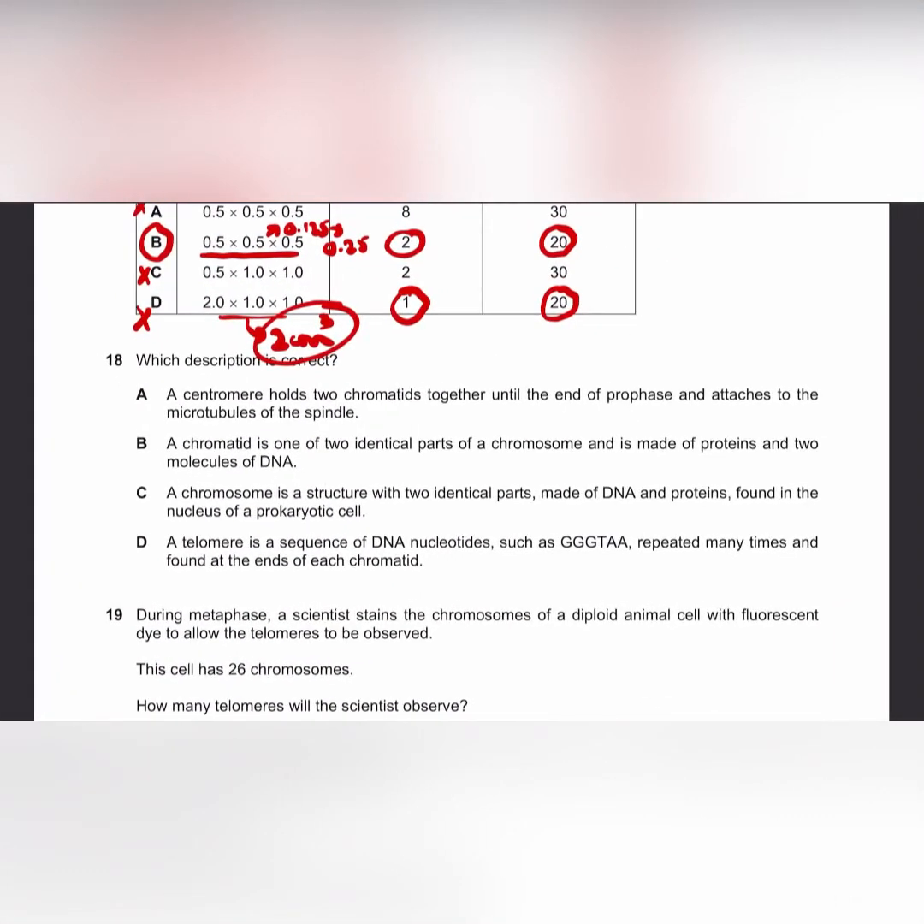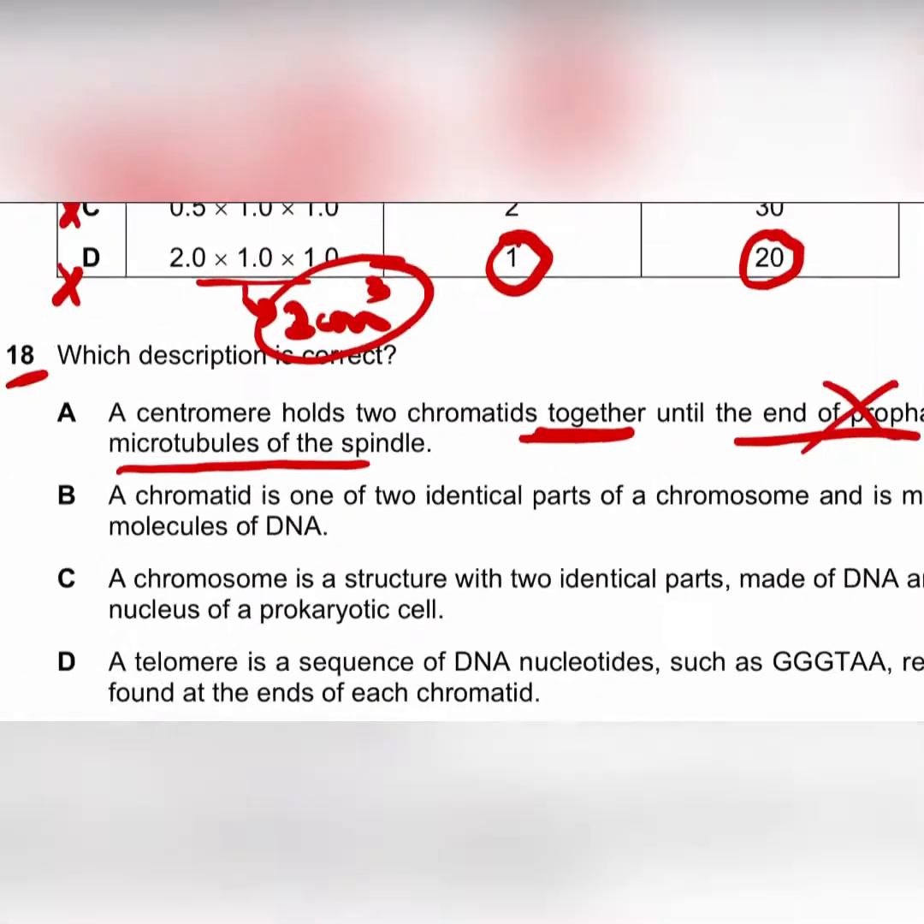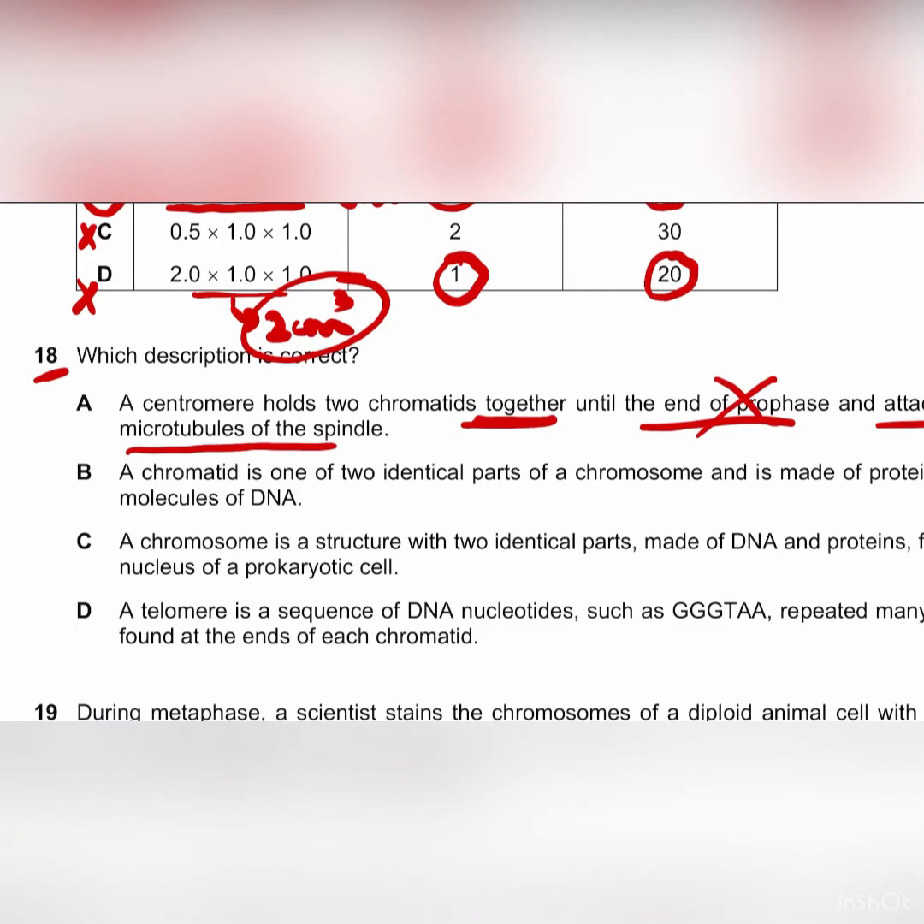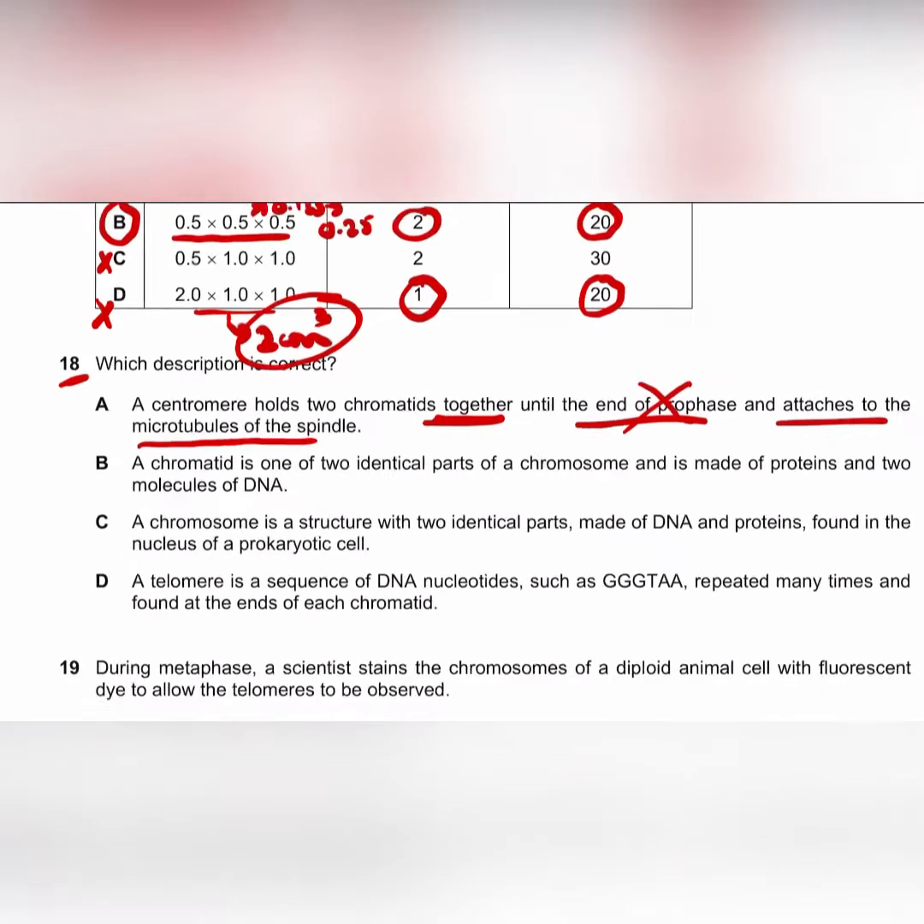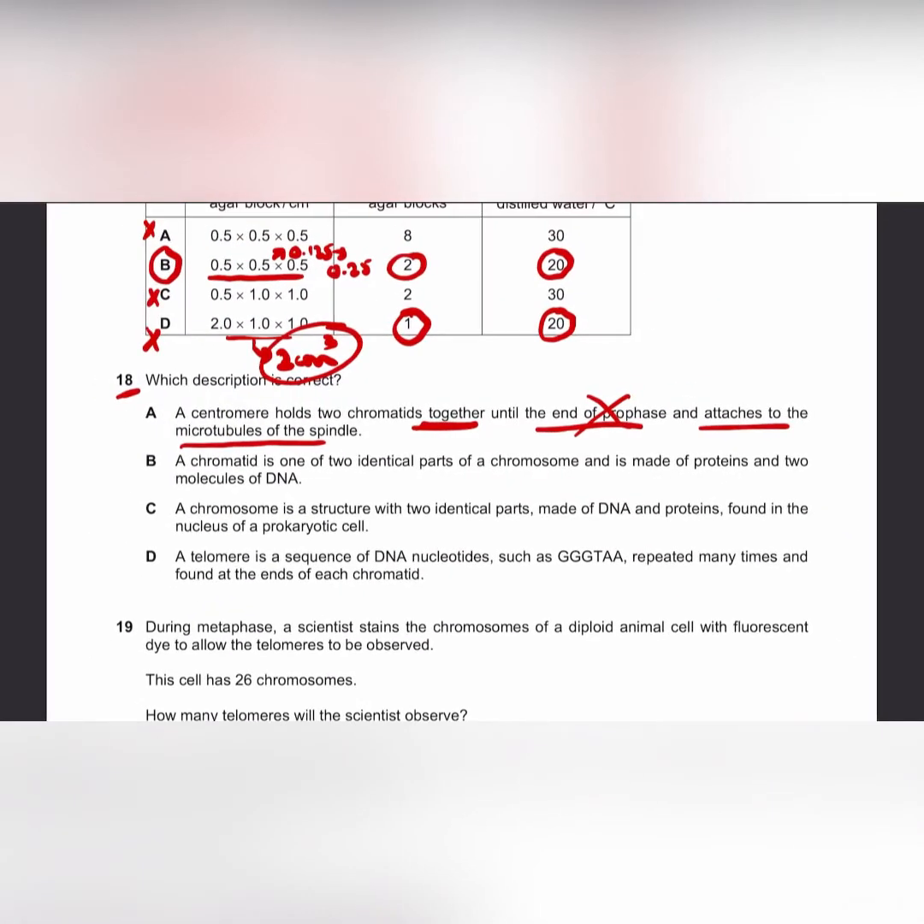Okay, let's move on to MCQ number 18, which description is correct. A centromere holds 2 chromatids together until the end of the prophase and attaches to the microtubules of the spindle. The centromere holds the 2 chromatids together. This is true. A centromere always holds the 2 chromatids together, but not until the end of the prophase. Until the end of the metaphase. Why? Because when the anaphase begins, the centromere splits, and at this moment, the 2 chromatids separate. So until the end of the prophase is wrong in this statement. So option A is wrong.